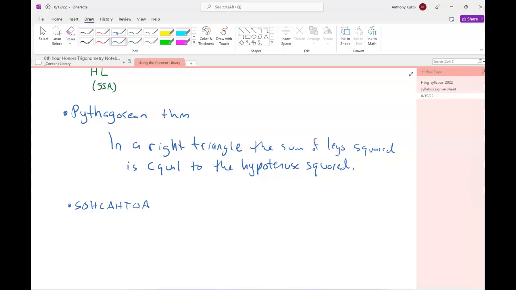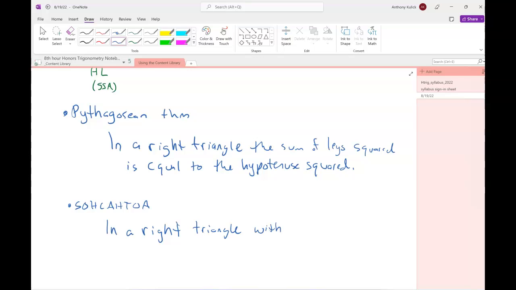Yes, sir. Sine is opposite over hypotenuse, cosine is adjacent over hypotenuse, and tangent is opposite over adjacent. Great job remembering the acronym, but there's a little bit more to it than that. What do we need? It has to be a right triangle. Okay, so we still need a right triangle. So again, just being picky now, you had absolutely the acronym down.